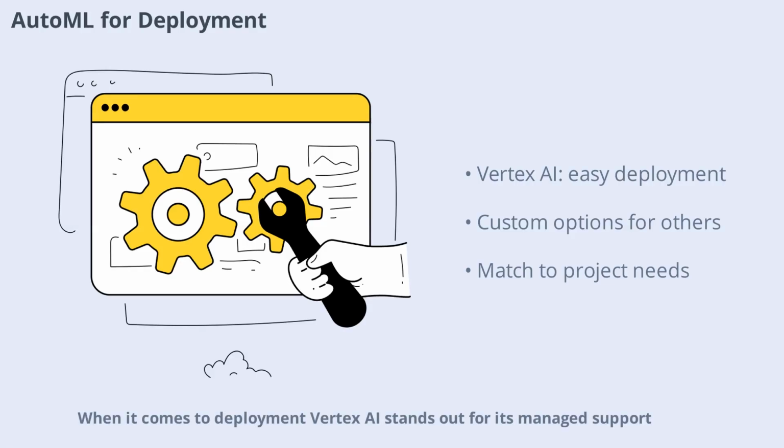When it comes to deployment, Vertex AI stands out for its managed support. You can deploy models for online or batch inference with minimal setup. AutoGluon and Auto-sklearn require more custom deployment, but offer greater flexibility. Choose the deployment approach that fits your project's scale and requirements.